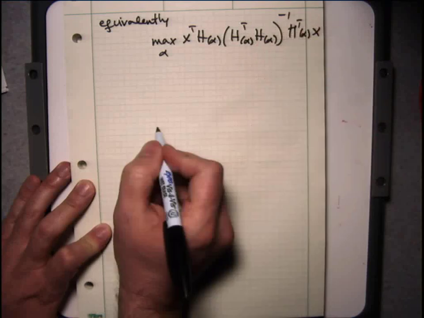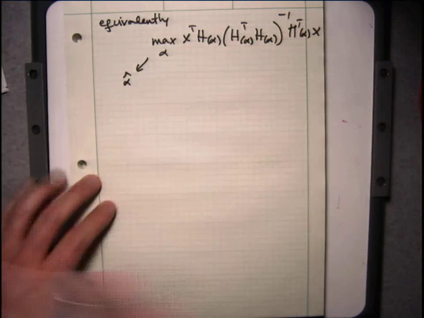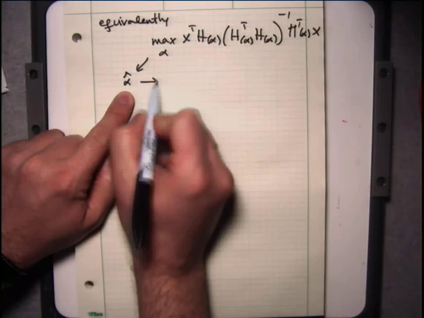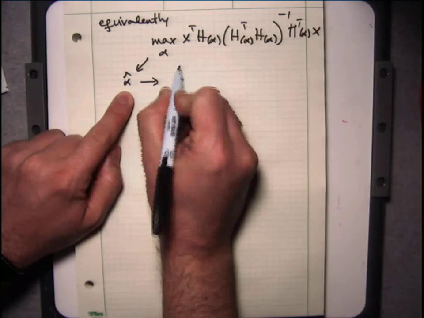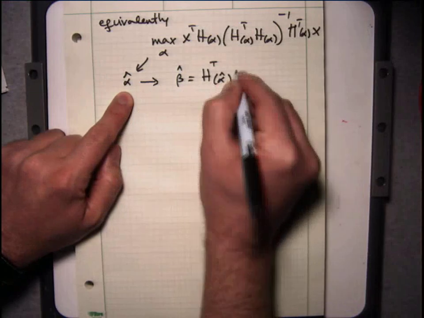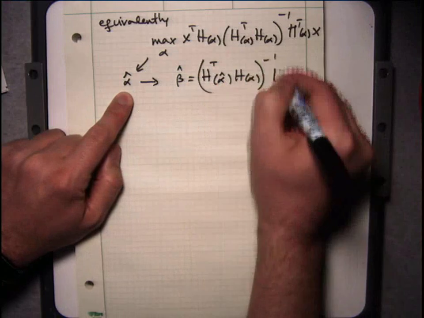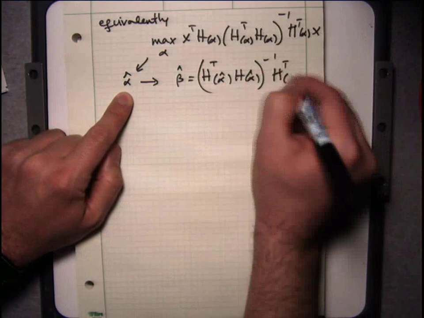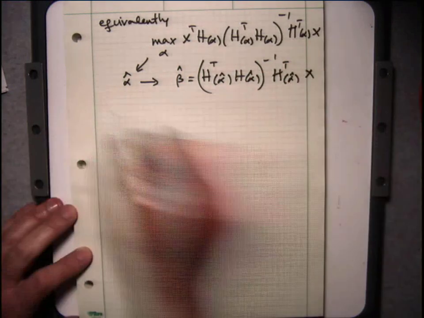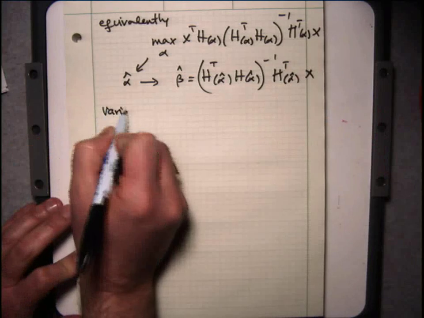Okay, and you get your alpha hat, and then what you can do is take this alpha hat and write beta hat as (H transpose H alpha)^{-1} H transpose alpha hat X. Okay, this method is called variable projection.